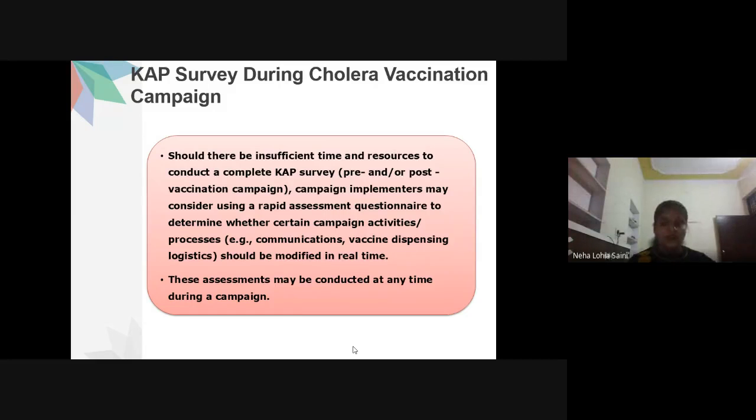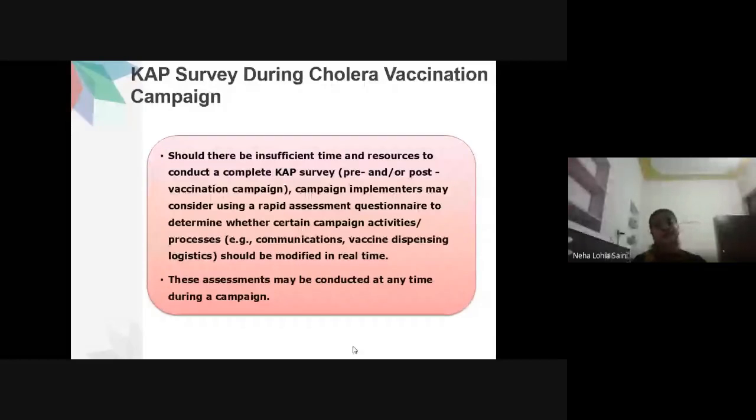So the activities they want to check, because after the survey has been completed and the analysis has been done, they have to prepare a policy, some guidelines that will come out of the survey. If there are fewer resources and less time, a rapid assessment questionnaire can also be prepared, just to determine some activities or processes of the survey. These assessments may be conducted at any time during a campaign.